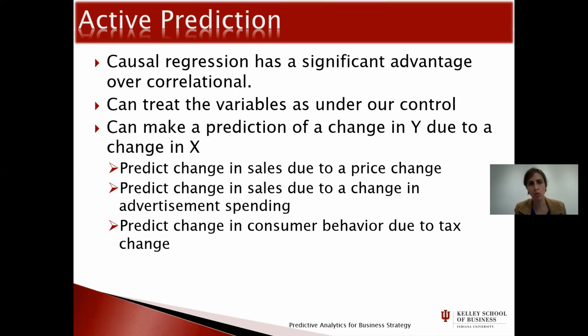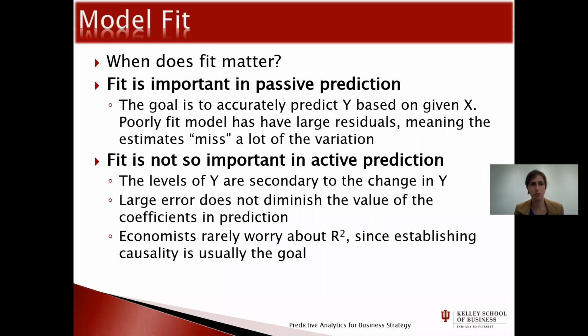We want to be able to do active predictions, and active predictions depend on causality. They depend on these assumptions that we have listed: linearity and exogeneity. We need those two, plus random sampling, to play in causality. So I think this is also a question in your homework. Make sure you revisit those assumptions.